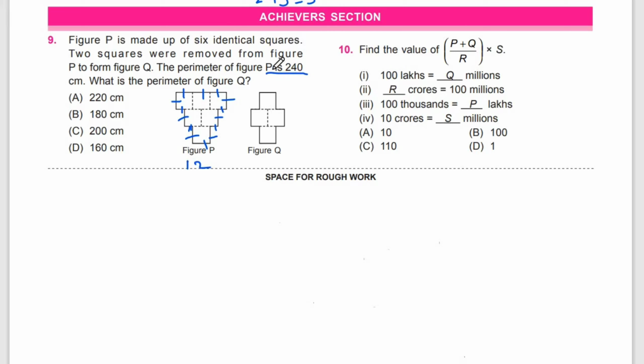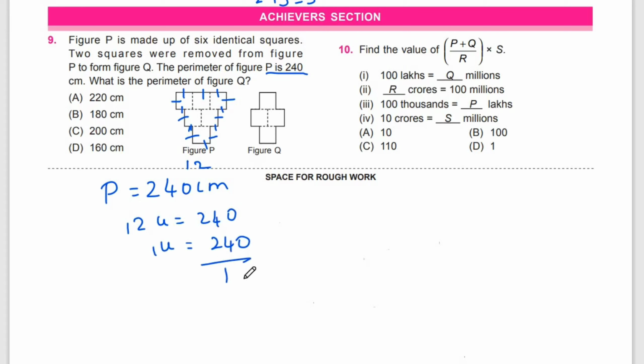And they have given the perimeter. The perimeter is 240 centimeters, and there are 12 units. Now if we divide 240 by 12, we will know the width of 1 unit. So 12 units is 240. So what is 1 unit? 1 unit would be 240 divided by 12. So 1 unit equals 20. So we know the value of this one small unit. One small unit is 20.